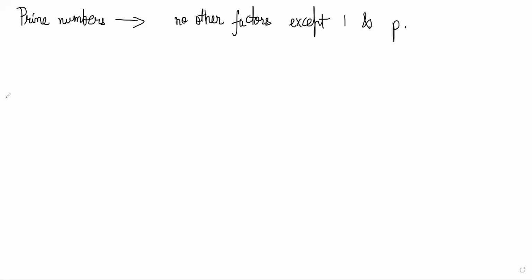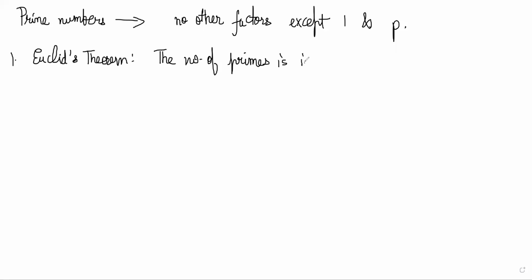Now, the first thing that we learn is Euclid's theorem, which says that the number of primes is infinite. The number of primes is infinite. Do you know the proof of this one? This is a very nice proof.